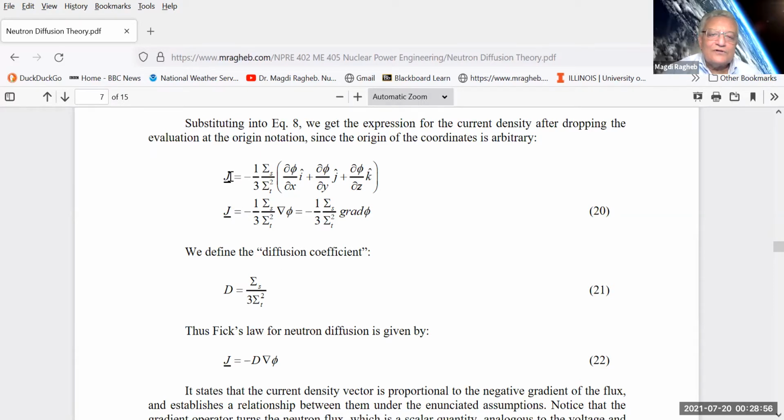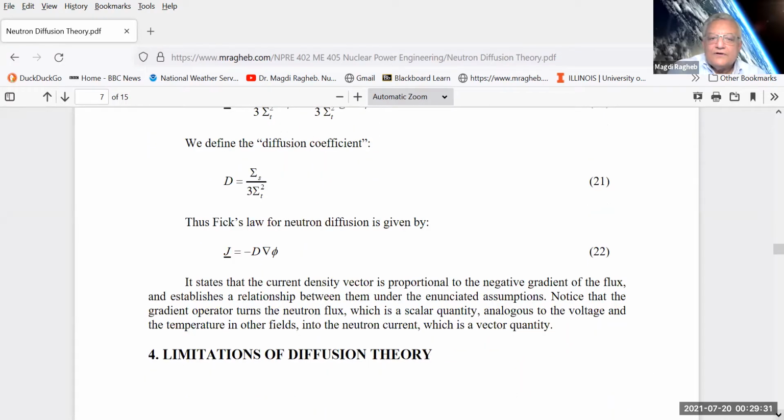So according to Fick's law, we have a current now, a vectorial quantity, that is minus D times the gradient of the flux. The phi itself is scalar, but when you take its gradient, it becomes a vector, and this is what we call the neutron current. There's a minus sign here because the slope is decreasing in the negative x direction. So it tells us basically that the current density vector is proportional to the negative gradient of that neutron flux that we defined in the previous chapter.